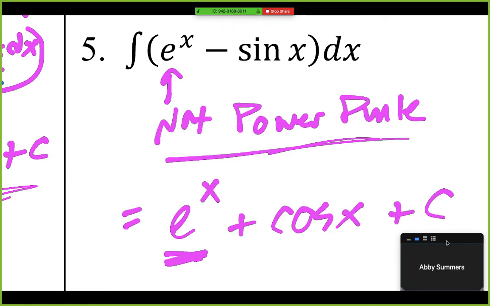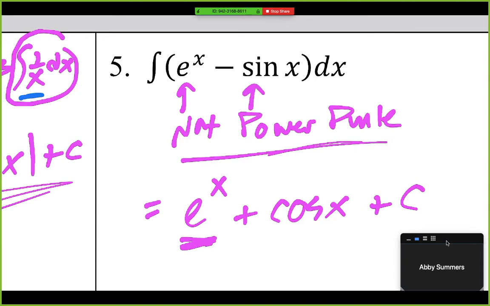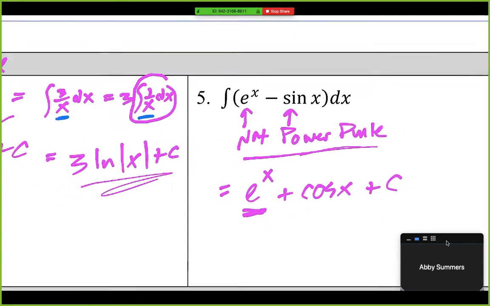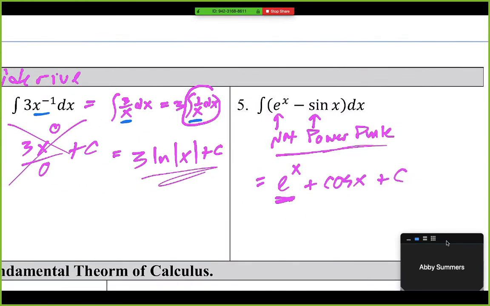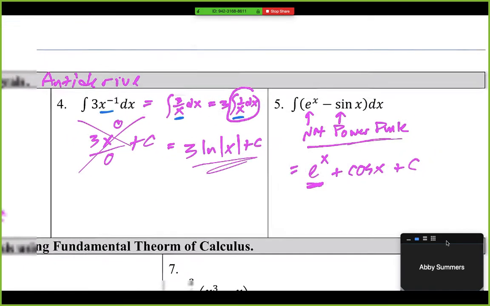So these are not power rule issues. They're memorized antiderivatives. X to the negative 1, or 1 over x, is natural log. E to the x is e to the x. And sine and cosine, you have to think, what would I derive to get this? So you work backward from what you know and love.